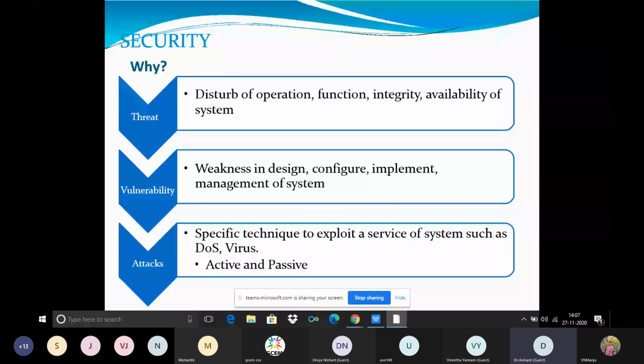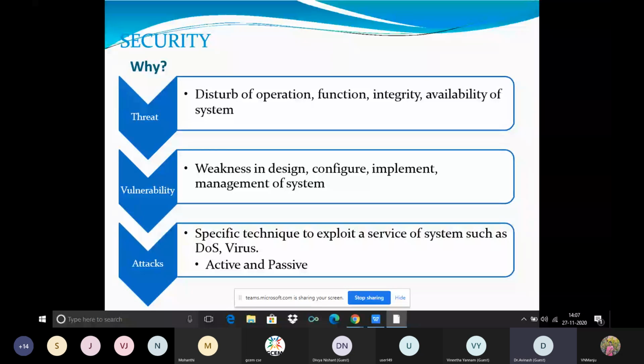So why is security important? Security starts from the basic level, which is called the threat, and it ends at the attack. At the initial level there is a threat, at the middle level there is a vulnerability, and after that there is an attack. If we are able to deal with the threat, then we cannot go to the level of attacks, and that is our possible way to avoid the attacks.